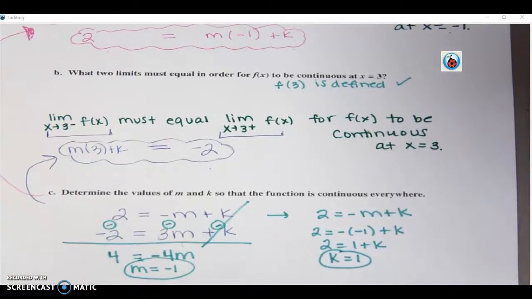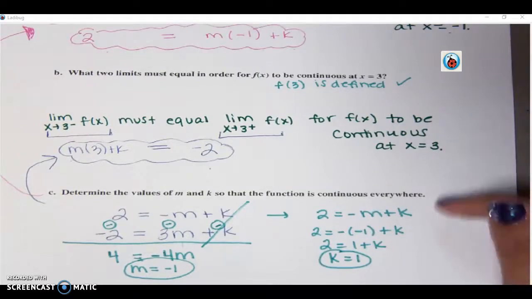So if our m value is -1 and our k value is 1, that means that this entire graph would be continuous, because we said that's where our left and right limits would be the same at both of those numbers.